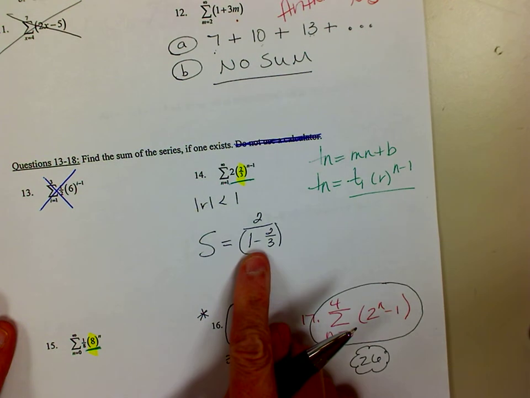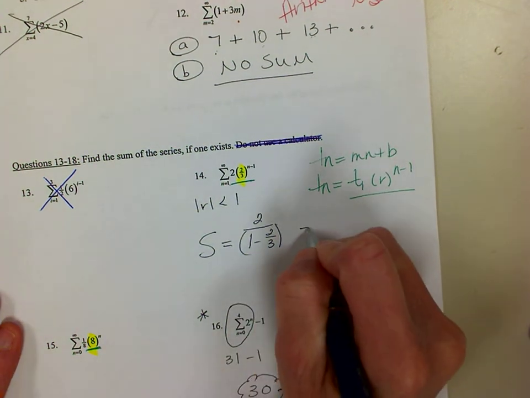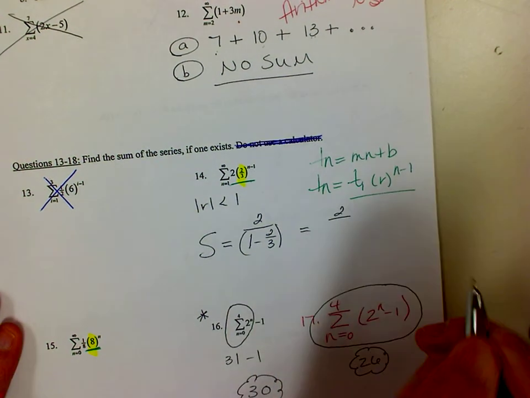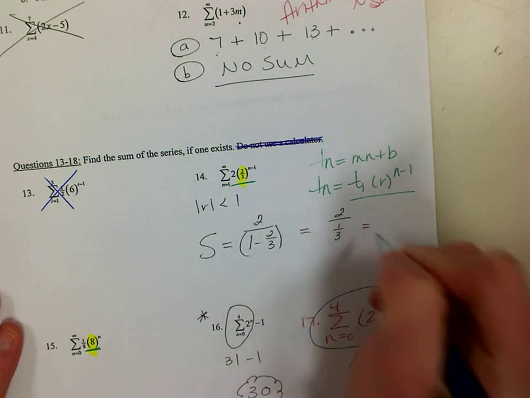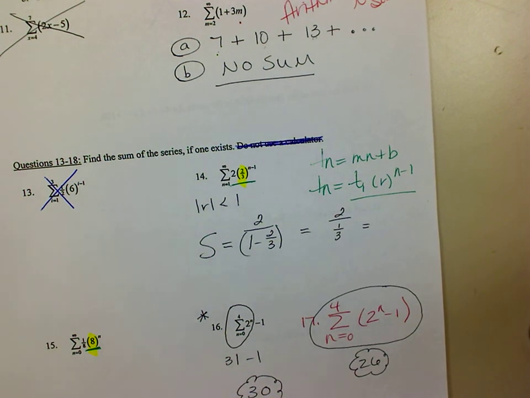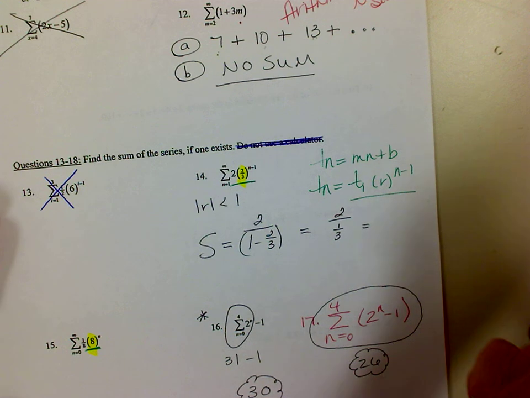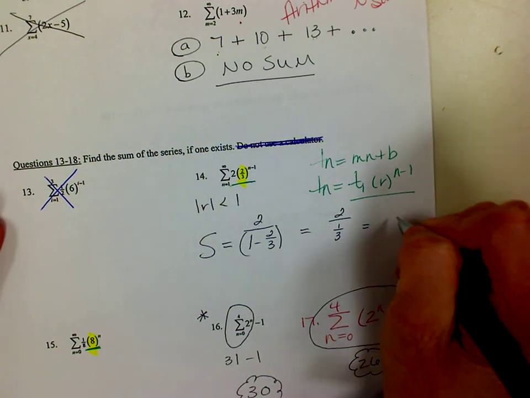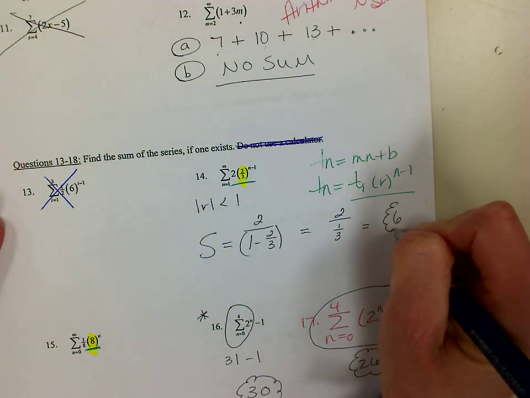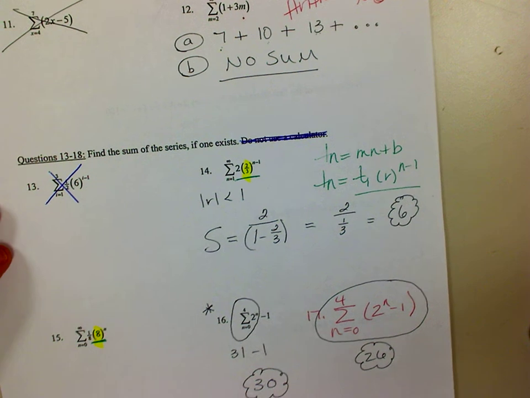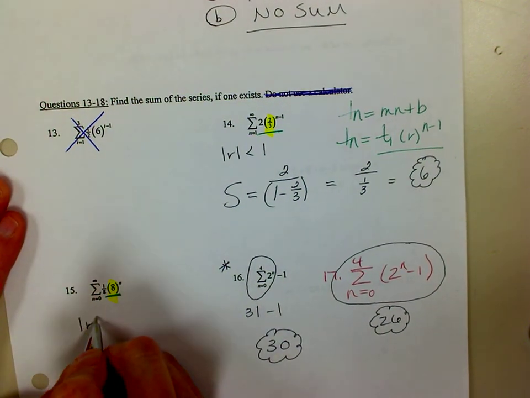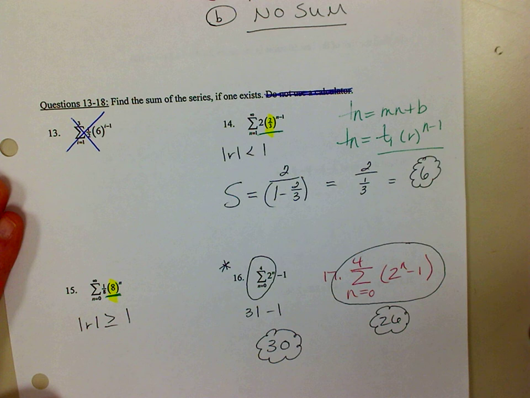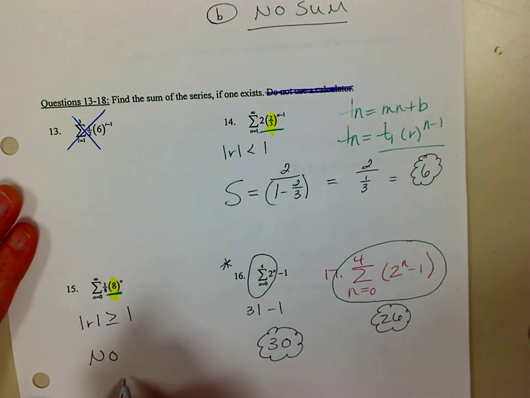You got to figure out what that is first, and you're allowed to use a calculator. Don't know if you need one, but that's going to be 1/3. And then you can either divide by 1/3 or multiply by the reciprocal. That's going to turn out to be 6. And then number 15, this time the rate is greater than 1. So automatically I know there is no sum.